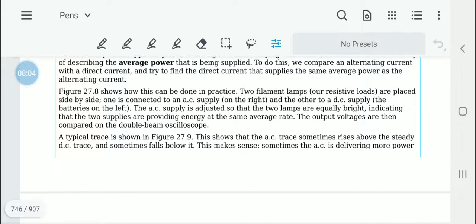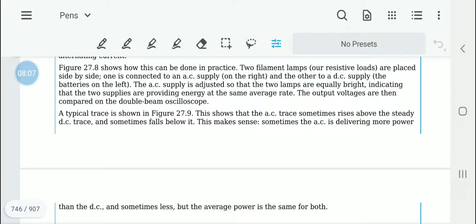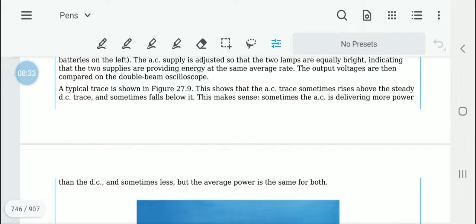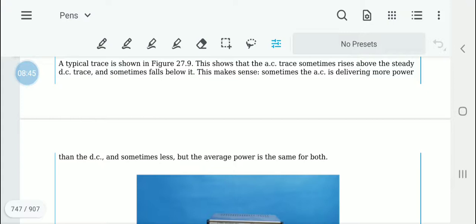So what we do is we have two filament lamps, we call them resistive loads, placed on either side. One is connected to AC and the other one to DC. So the AC is adjusted in a way that both of them are equally bright. That means they would provide the same average power. Then we compare the output voltages on a double beam oscilloscope.